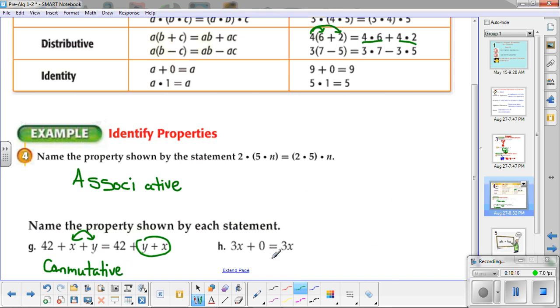And at the end here, we have 3x plus 0 equals 3x. When you add 0 to something, you get what you started with. That is the identity property.